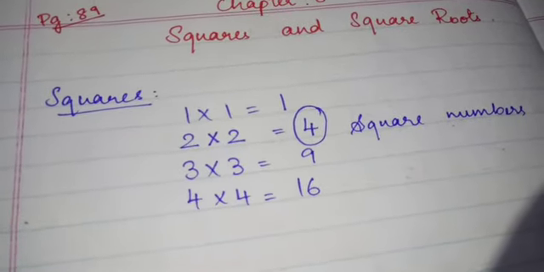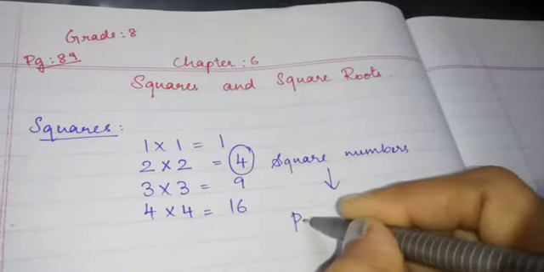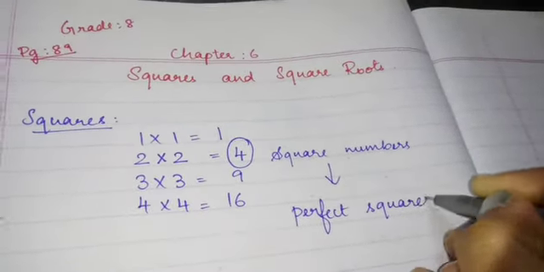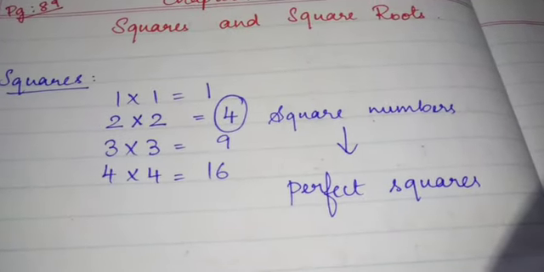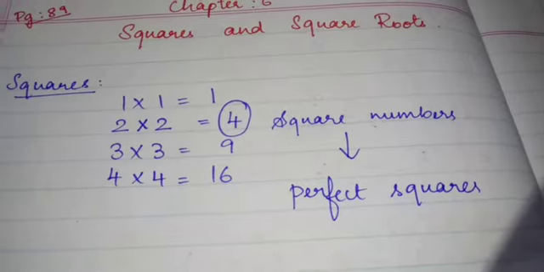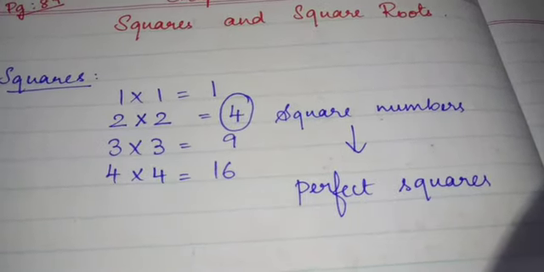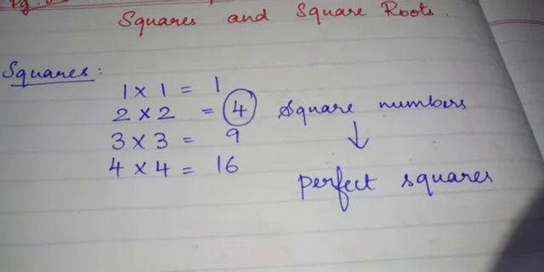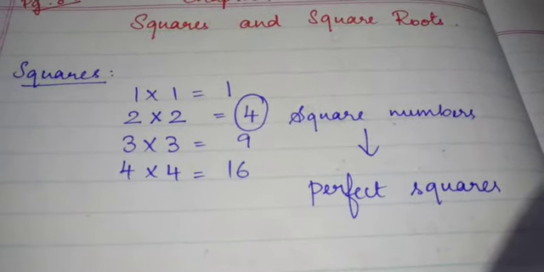Okay, and we'll also say that square numbers are perfect squares. We will always say these square numbers as what? Perfect squares. So this is what is given on your first page. What is meant by square numbers, children? If I multiply a number with the same number, we will get one answer. That is your square number.